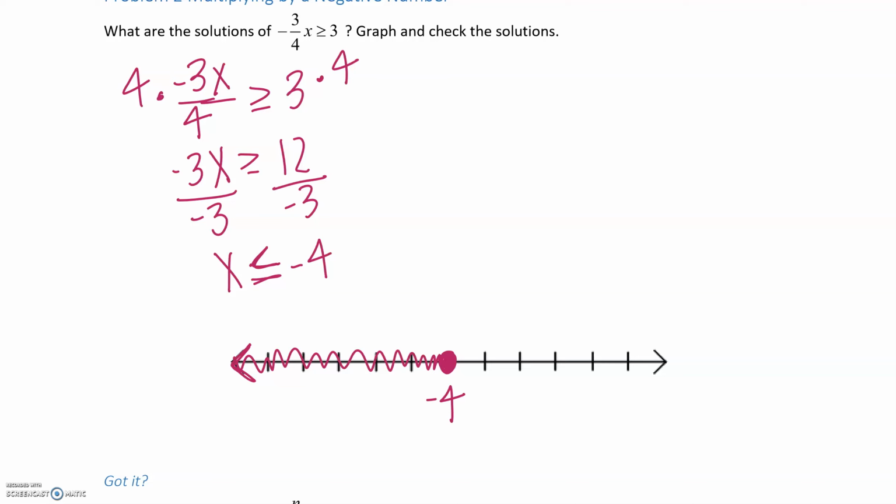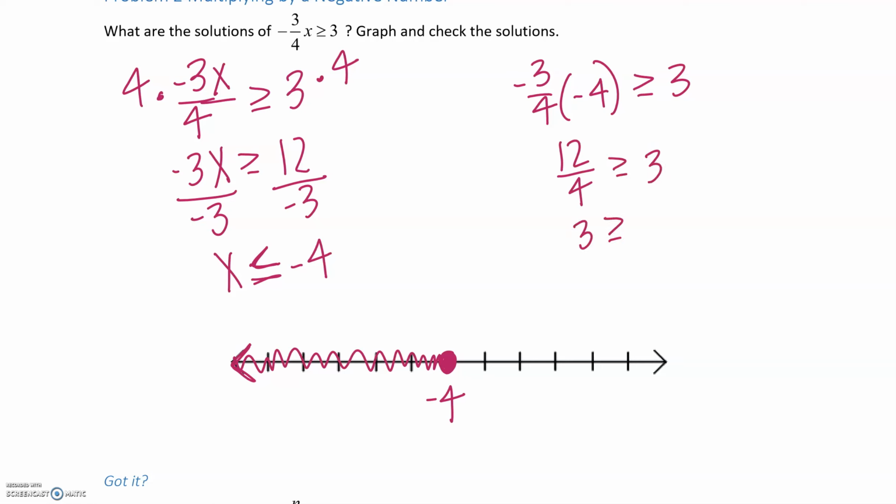So if we put negative 4 in, that's going to give us, if we put it into our original, negative 3 over 4 times negative 4 is greater than or equal to 3. So if we do negative 3 times negative 4, that's going to give us a positive 12 over 4 is greater than or equal to 3, and that gives us 3 is greater than or equal to 3, so it works. And when we put that in function notation, it's going to be open parentheses, negative infinity, comma, negative 4, and close bracket.